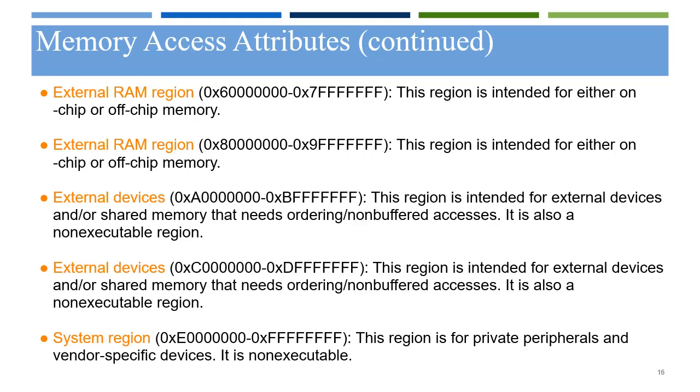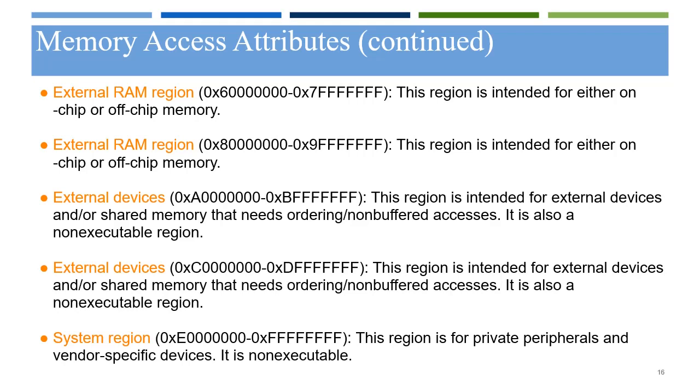External RAM region. This region extends from 600 to 7FFF. This region is intended for either on-chip or off-chip memory. The accesses are cacheable and you can execute code in this region. Another external RAM region extends from 800 to 9FFF. Even in this region, it is intended for either on-chip or off-chip memory. Here also the accesses are cacheable and you can execute code in this region.